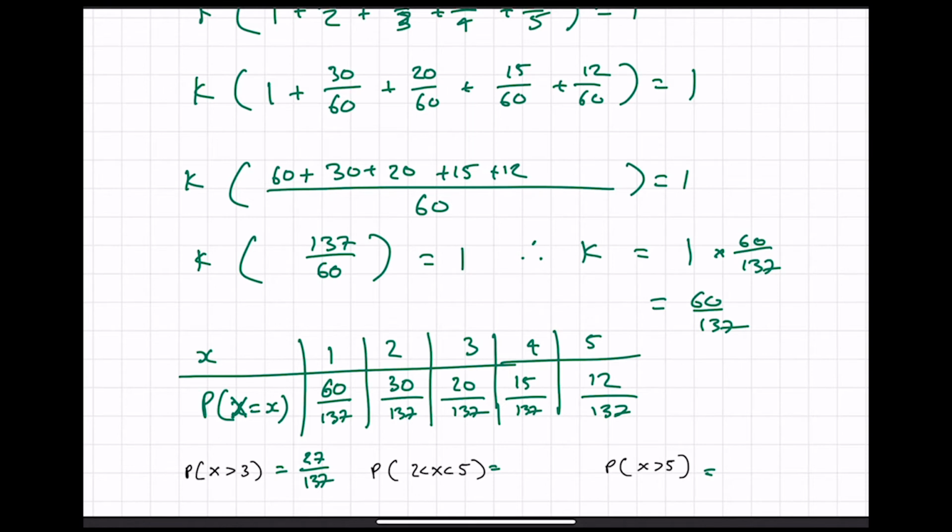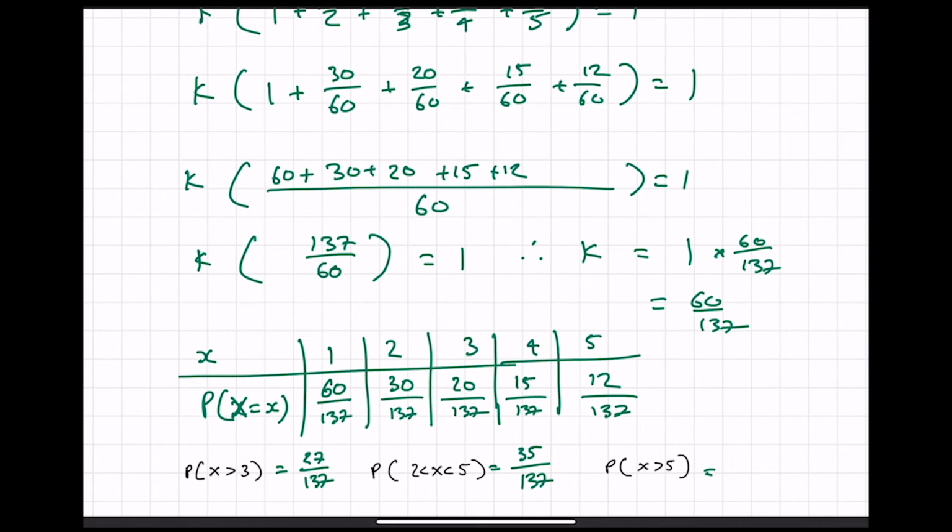And how did I get that? I just added up these two, because that's from these two probabilities. Then what's the probability that x is more than 2? So it's everything here, but it's less than 5. So more than 2, less than 5 means basically only 3 and 4. Again, we add up those probabilities, 20 over 137 plus 15 over 137, and you get 35 over 137. And finally, what's the probability that x is more than 5?